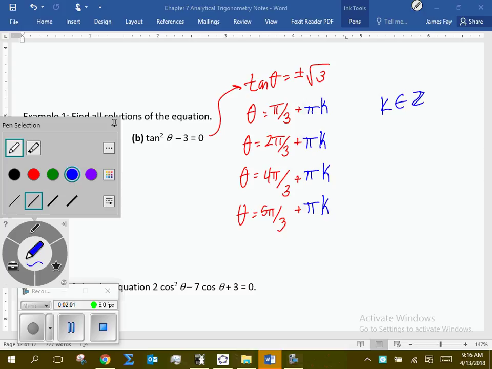But I want to talk about how there's some redundancy here. If you answer this question that way, 100% correct. I'd give you 100% of the points. WebAssign will even, I believe, give you 100% of the points. However, you have told me multiple answers multiple times here. And I want to talk about what I mean by that.